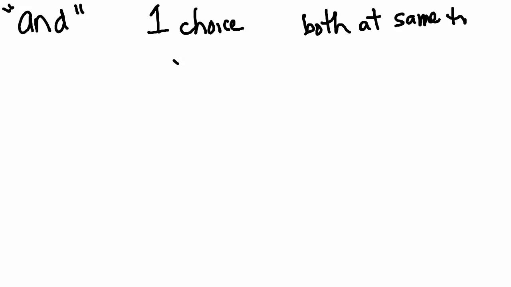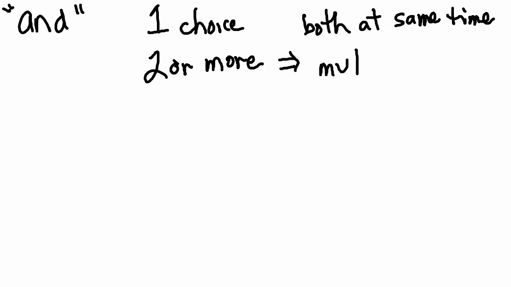Okay, if it's one choice, you're only picking one choice, then "and" means both at the same time. But if you're picking 2 or more, then it means multiply.